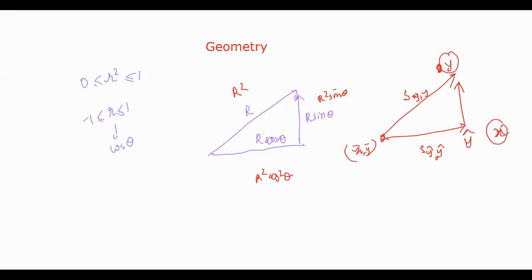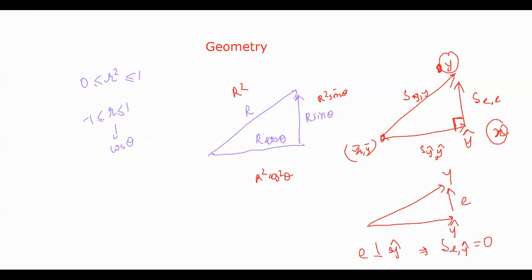This is a bit hard to understand if you're doing it for the first time. And this is S of e comma e, the error. So this is y, this is y hat, and this is the error. You can understand from here that the error is perpendicular to y hat. That gives the idea that S of e comma y hat is equal to 0, and that is the main idea. Similarly S of y comma y hat is 0.